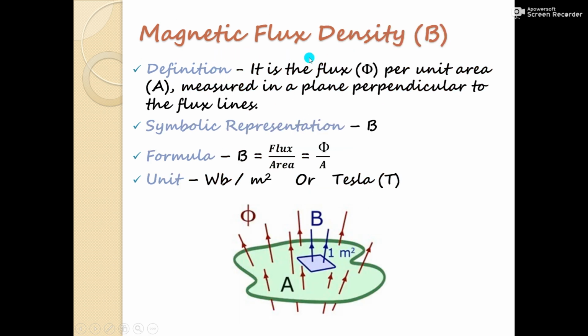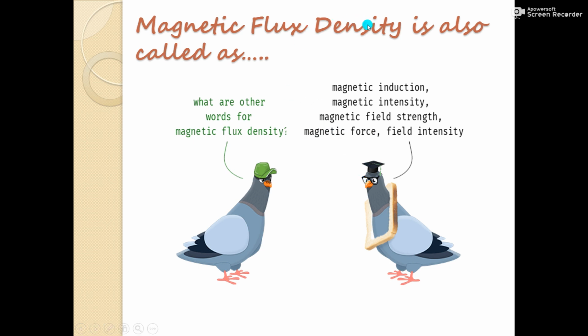The next term we have is magnetic flux density, which we denote by using the capital letter B. It is the flux per unit area, measured in a plane perpendicular to the flux lines. The formula for the magnetic flux density is flux upon area, and the unit for the same is Weber per meter square or Tesla. The magnetic flux density is also called magnetic induction, magnetic intensity, magnetic field strength, magnetic force, and field intensity.